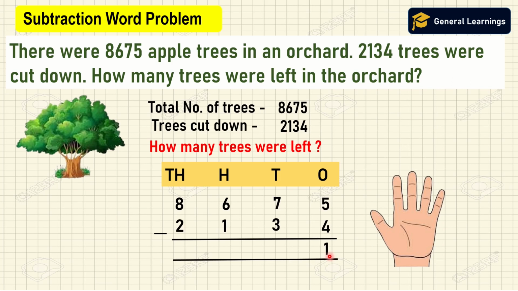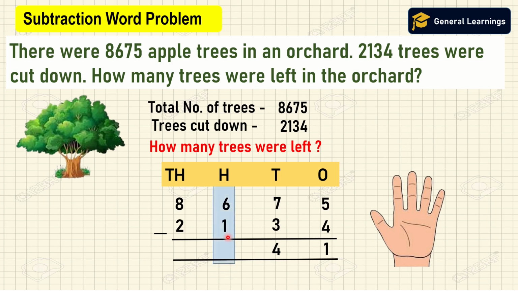Next, we need to subtract the digits in the tens column. So we need to keep 7 in our mind. We need to subtract 3 from 7. Before 7 is 6, 5, 4. So 7 minus 3 is 4.